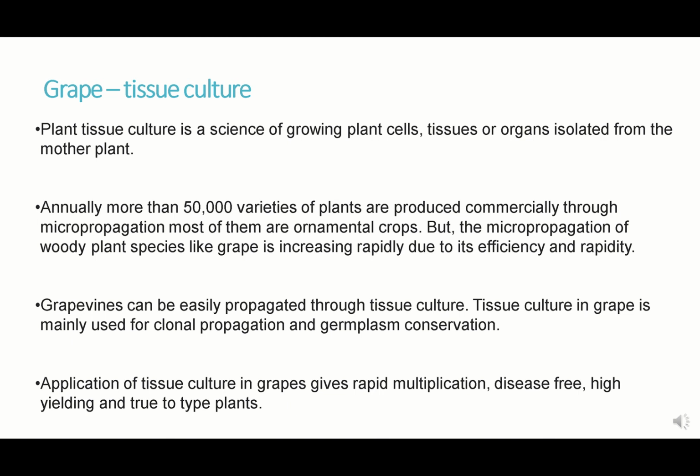But the micropropagation of woody plant species like grapes is increasing rapidly due to its efficiency and rapidity. Grapevines can be easily propagated through tissue culture. Tissue culture in grape is mainly used for clonal propagation and germplasm conservation. Application of tissue culture in grape gives rapid multiplication, disease-free, high-yielding, and true-to-type plants.